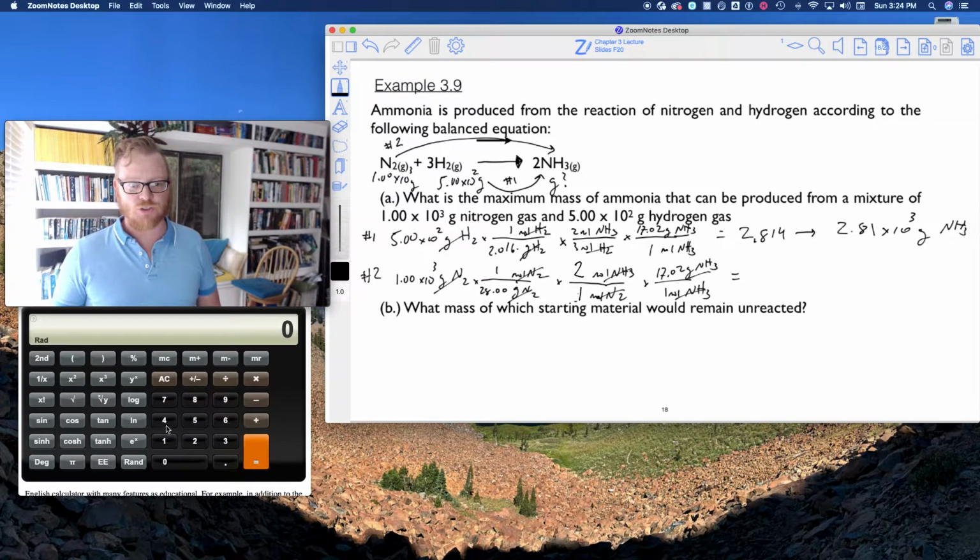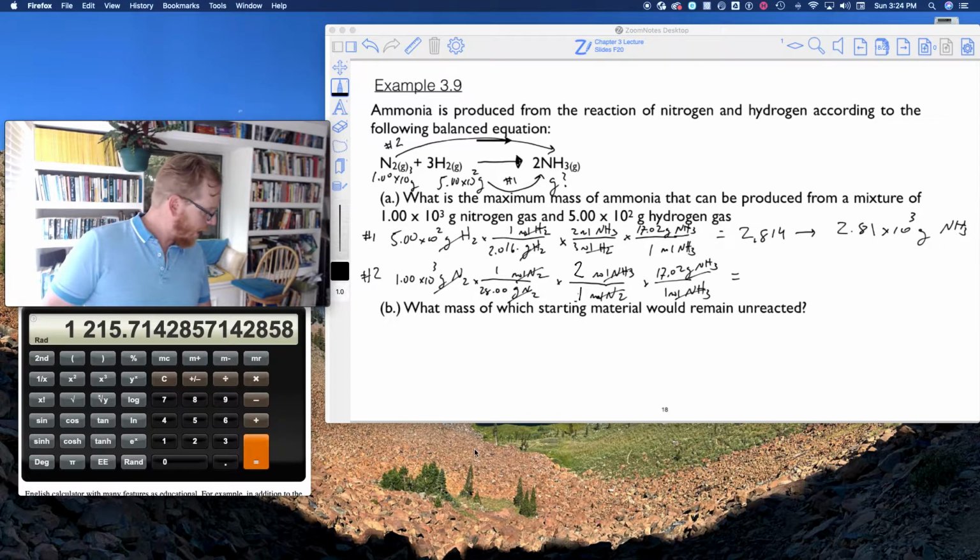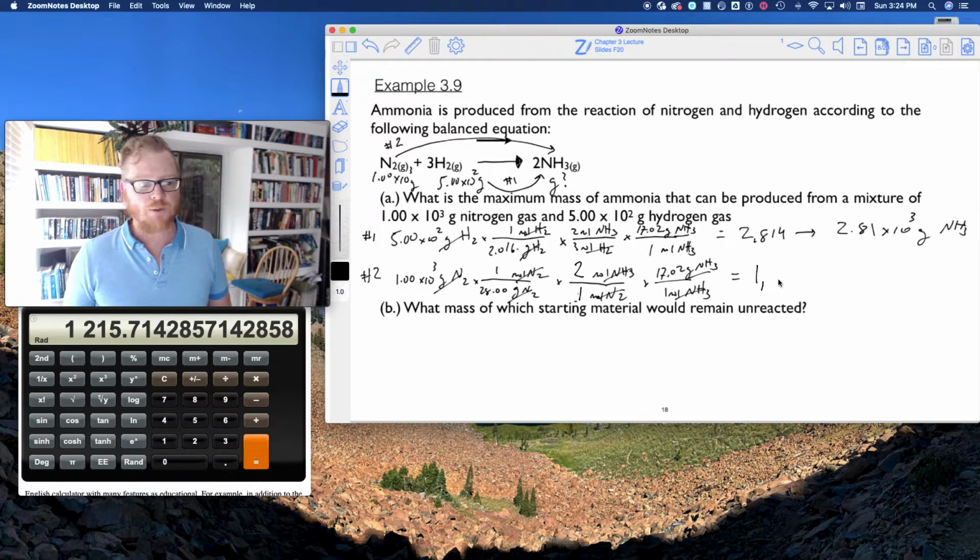Okay, let's make sure everything else looks good. Now let's try it. We know 1 times 10 to the 3 is 1,000 times 2 times 17.02 equals, and then divide by 28.00. Okay, that's the number I have in my notes. I'm going to write that down as 1,216.